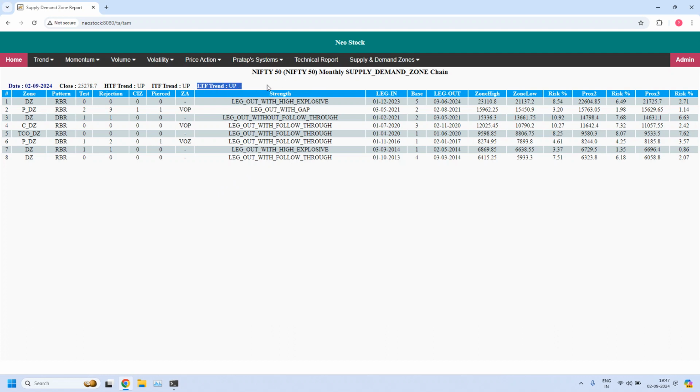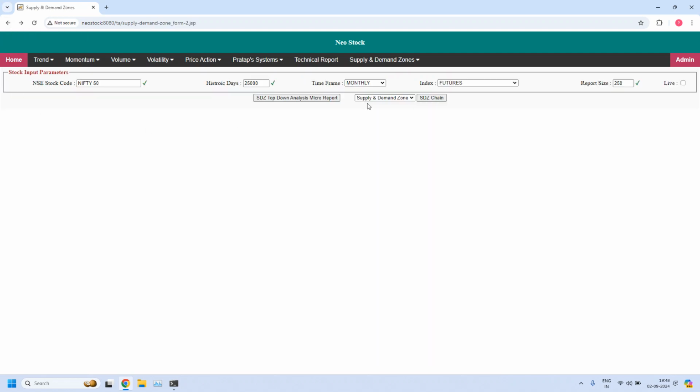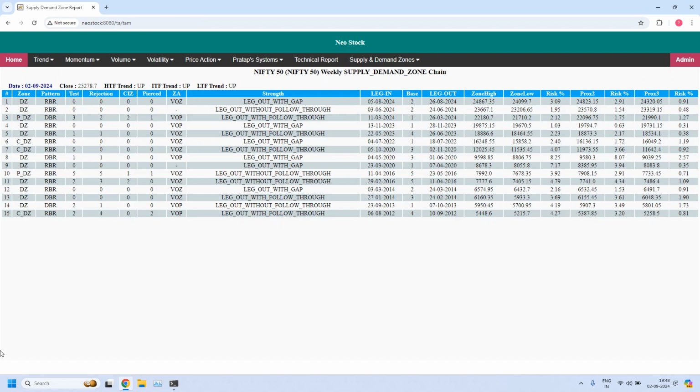Whichever time frame you select, that will be treated as the lower time frame. So monthly trend is uptrend, one time frame higher, that is quarterly trend is uptrend, one more time frame higher, that is yearly trend is uptrend. This is the way you have to understand the remaining reports, and the rest of the columns you can easily understand. Okay, in the next report, changing the time frame to weekly. Now I am generating weekly supply demand zone chain for Nifty.